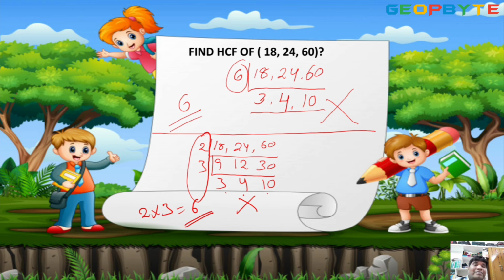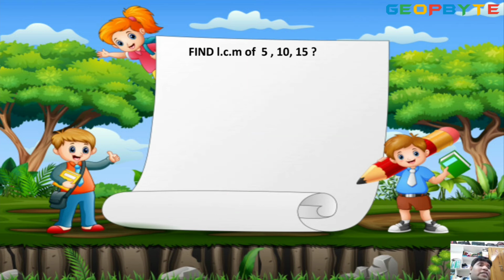Okay, children. Next. Find the LCM of 5, 10, 15. L-shape method. So 5, 10, 15. All numbers are also divisible by 5. So I take a 5. 5 ones, 5 twos, 5 threes. If a minimum of 2 numbers are divisible by any single number, then continue. Otherwise, stop the process. Finally, the L-shape.